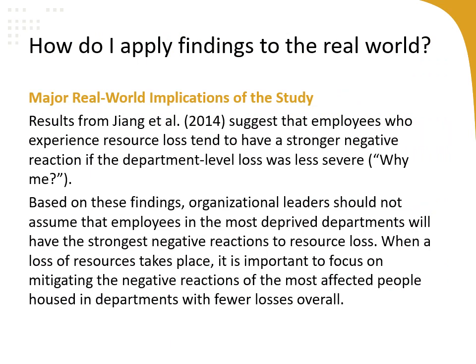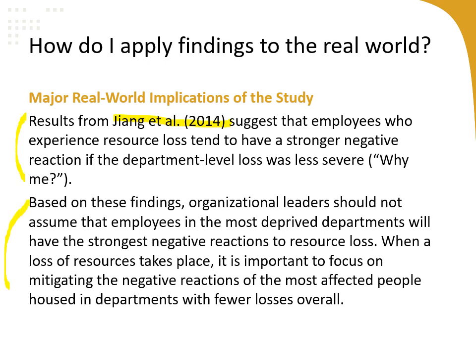So here is my summary. It's short, it's sweet, it's in language that everybody mostly can understand, right? So results from Zhang et al. Again, cite. It's so important, you got to cite. Suggests that employees who experience resource loss tend to have a stronger negative reaction if the department level loss was less severe, right? They say, why me? So based on these findings, right? So this is the short and sweet of the results.